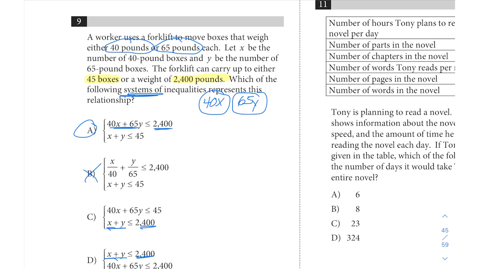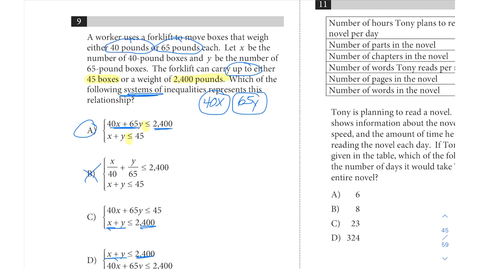Now let's take a look and see if we can understand why it is in fact less than or equal to for each of these inequalities. Well, it says here that you have a forklift that can carry up to 45 boxes or up to 2,400 pounds. So when you say up to, that means that that's your maximum amount. It could carry less, right? That's its maximum weight amount that it can carry, but it can carry smaller amounts. It just can't carry more than that amount. So that's where we get our less than or equal to inequalities.